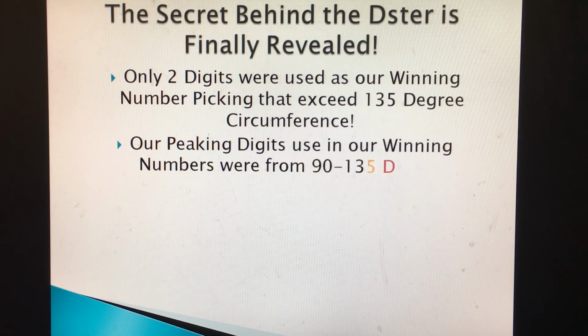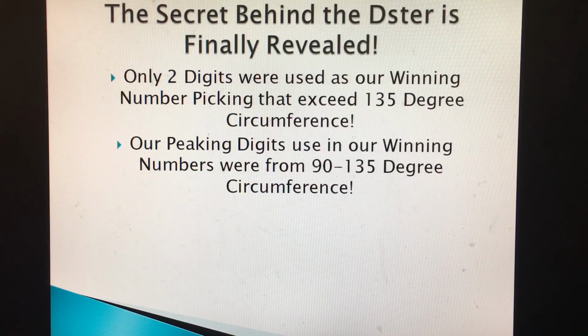Our picking digits used in our winning numbers were from 90 to 135 degrees of circumference. So that circumference range, from 90 to 135 degrees, was the picking point. That means most of our winning numbers were picked from that circumference. So finding the circumference range will lead you to pick your winning number also. So we need to find the peaking range. You can go back to every draw to see where the peaking ranges are, where the best circumference ranges are.